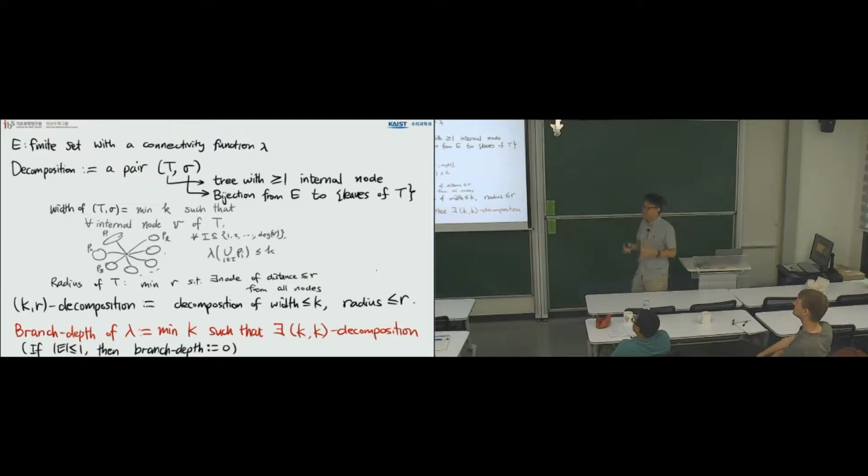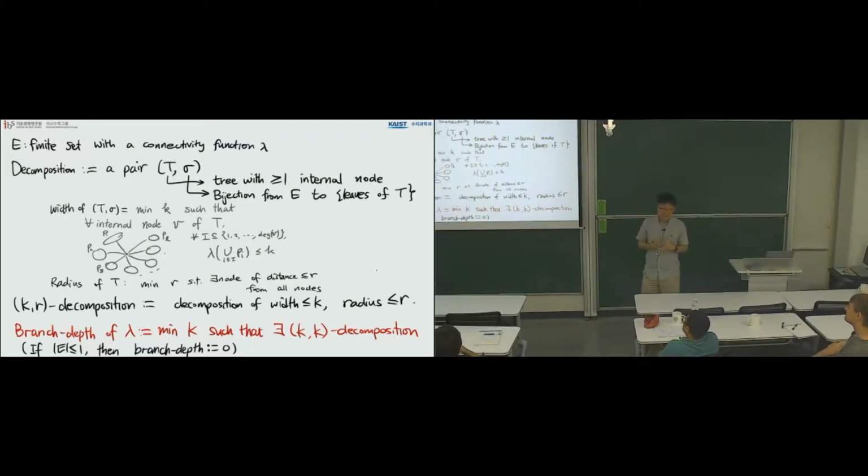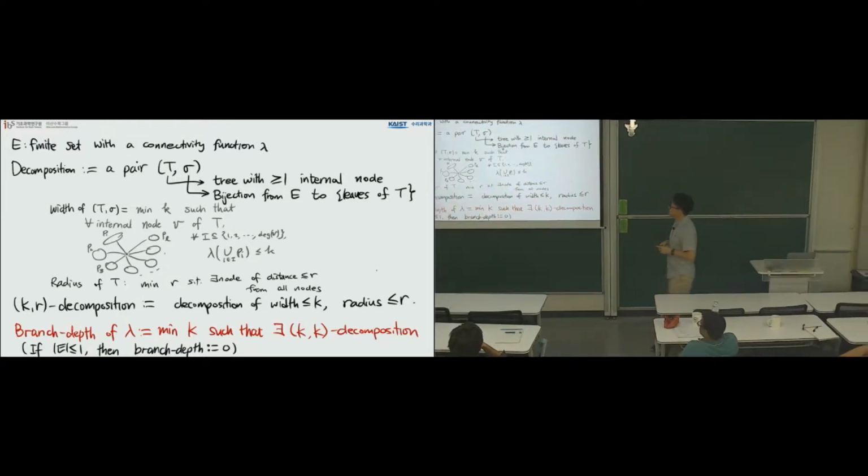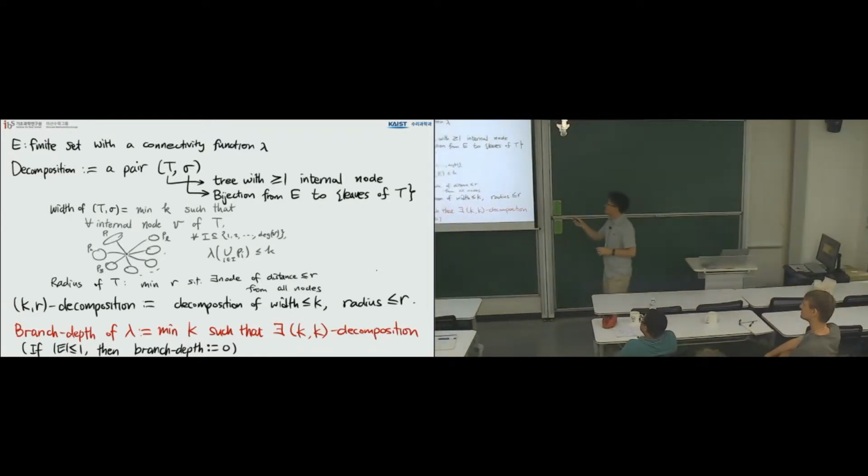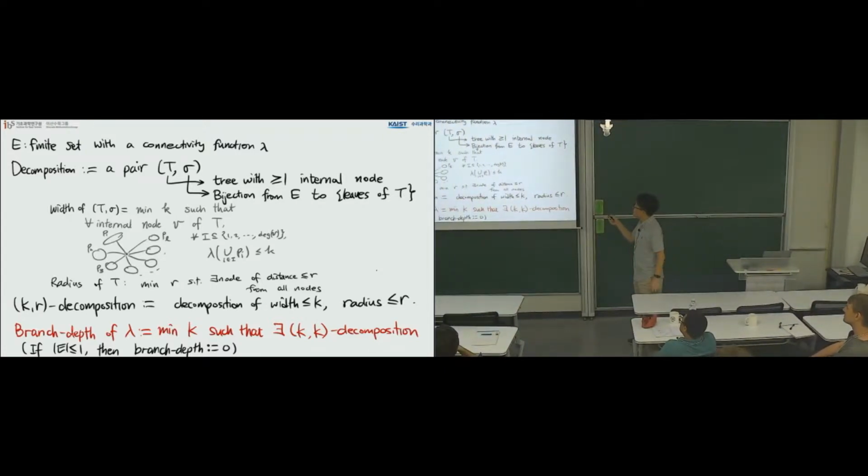You have a finite set of elements E. And now I define decompositions. A decomposition is simply a pair of a tree T and some labeling sigma of the leaves of the tree. So this sigma is the same as in the branch decomposition. You label the leaves of the tree by the elements of the finite set. Here I describe it as a bijection from the set of elements E to the leaves of T.